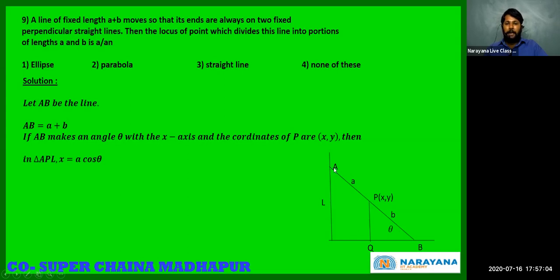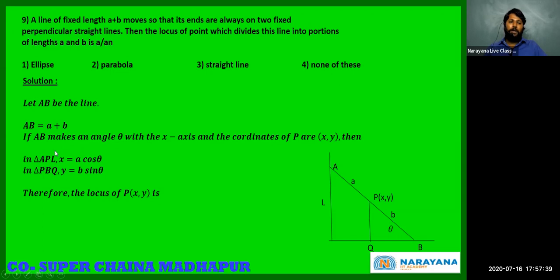If AB makes angle theta with the x-axis, then the coordinates of point P can be written as, observe this, in triangle APL. In triangle APL, we will know that X is equal to A cos theta. Correct? Because if this is my X coordinate and then this is the angle theta, therefore X would be A cos theta. Similarly, in triangle PBQ, Y would be B sin theta. Correct? Because if this is B, then this is B sin theta. And therefore, the coordinates of point P X comma Y would be X equal to A cos theta and Y equal to B sin theta.